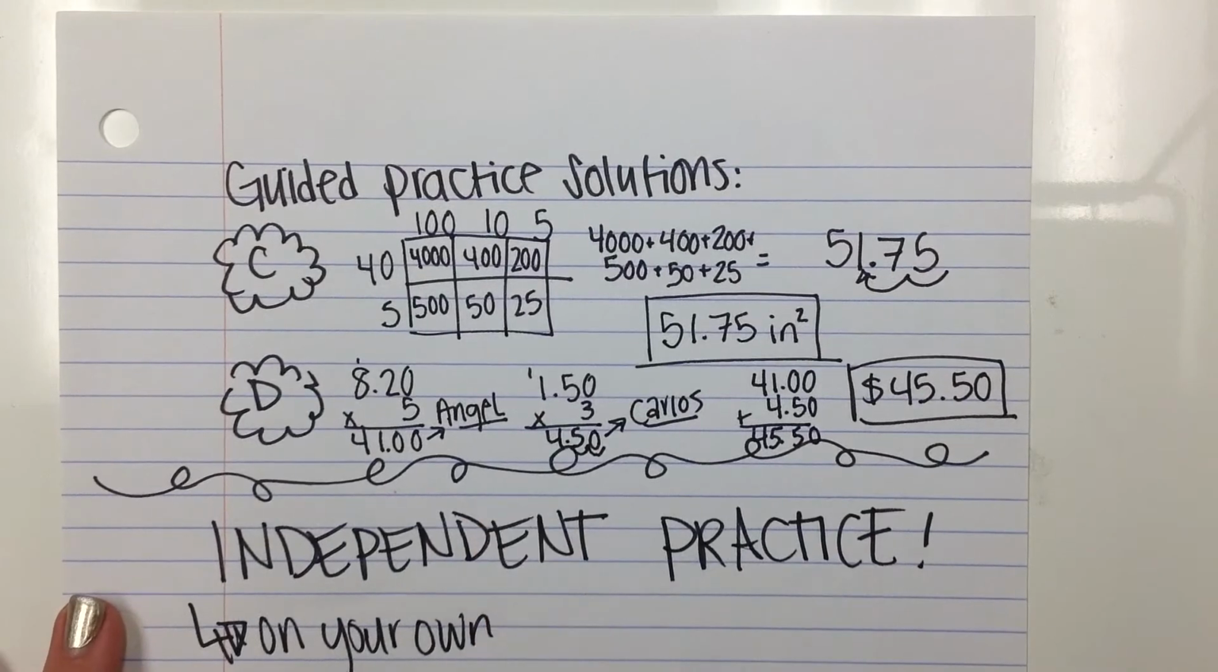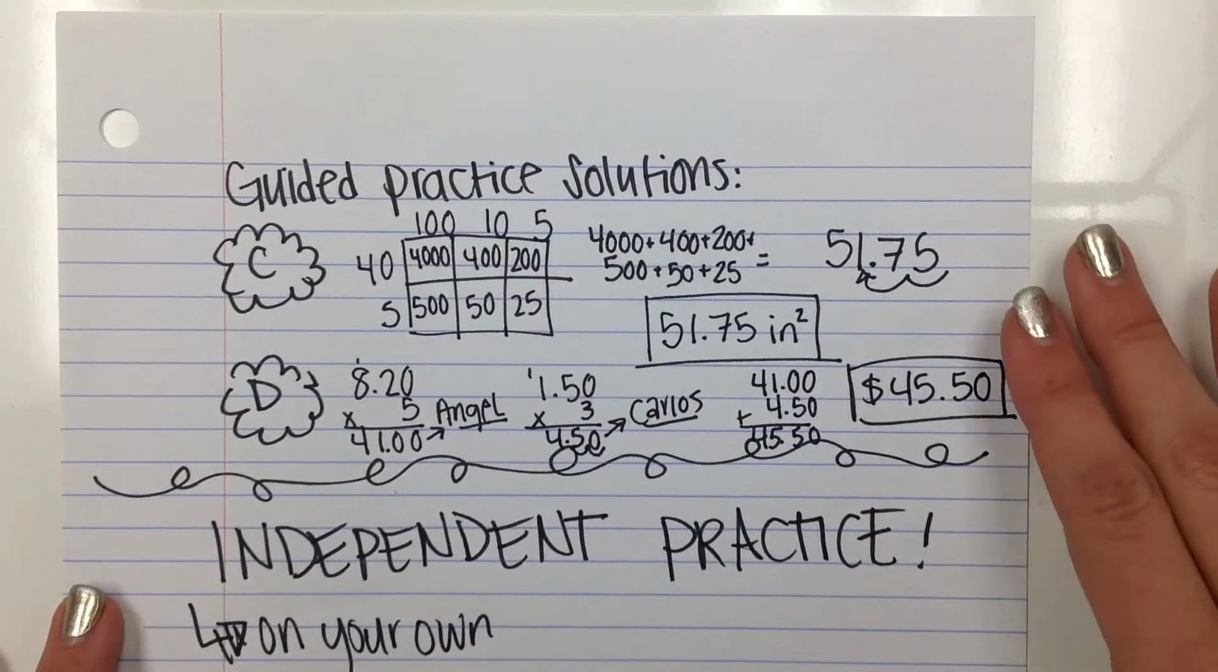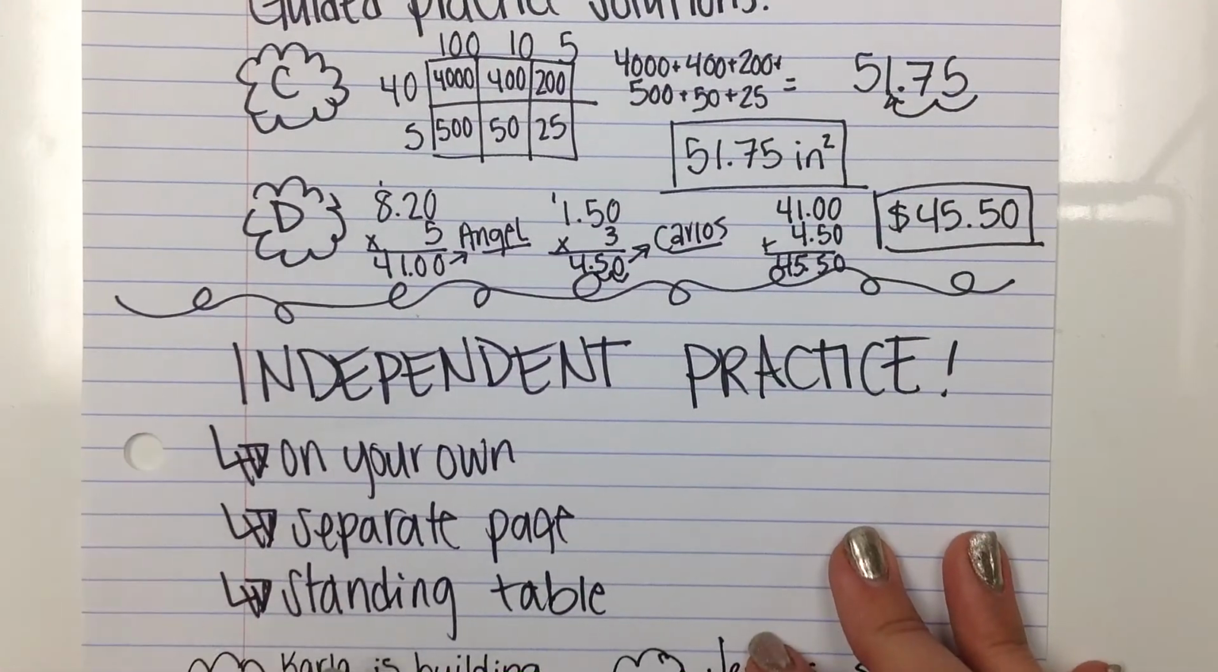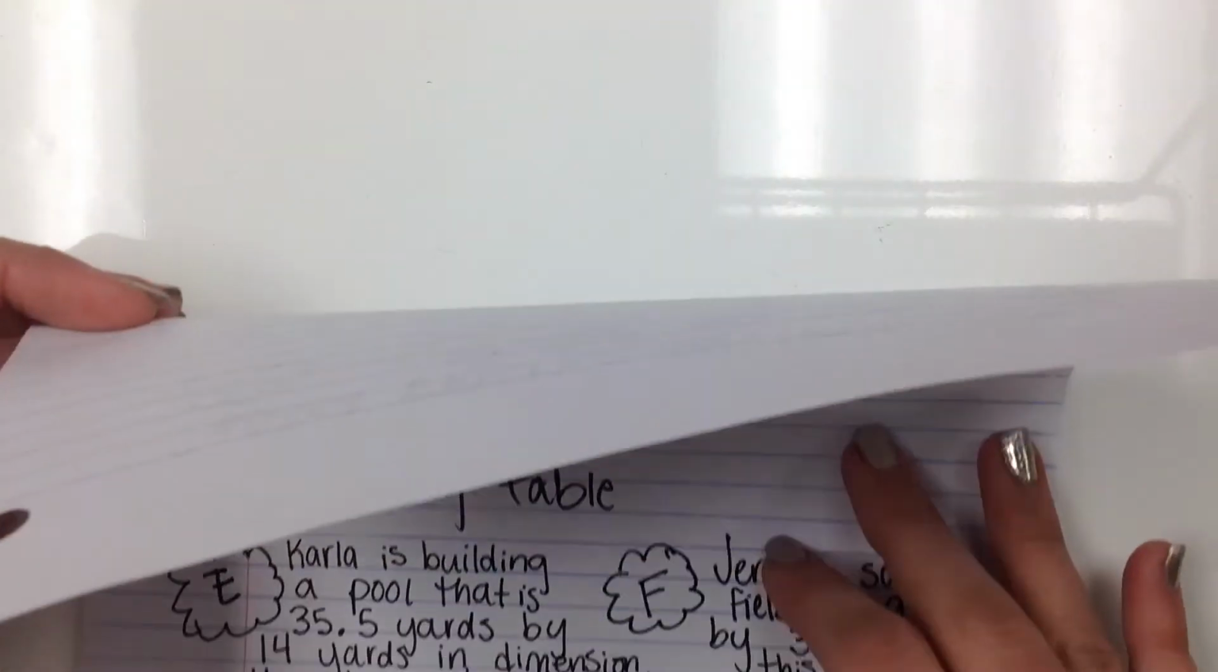Here are the solutions to your guided practice. And your independent practice is on your own on a separate page. Make sure it goes on the standing table. When you are done, you have E and F.